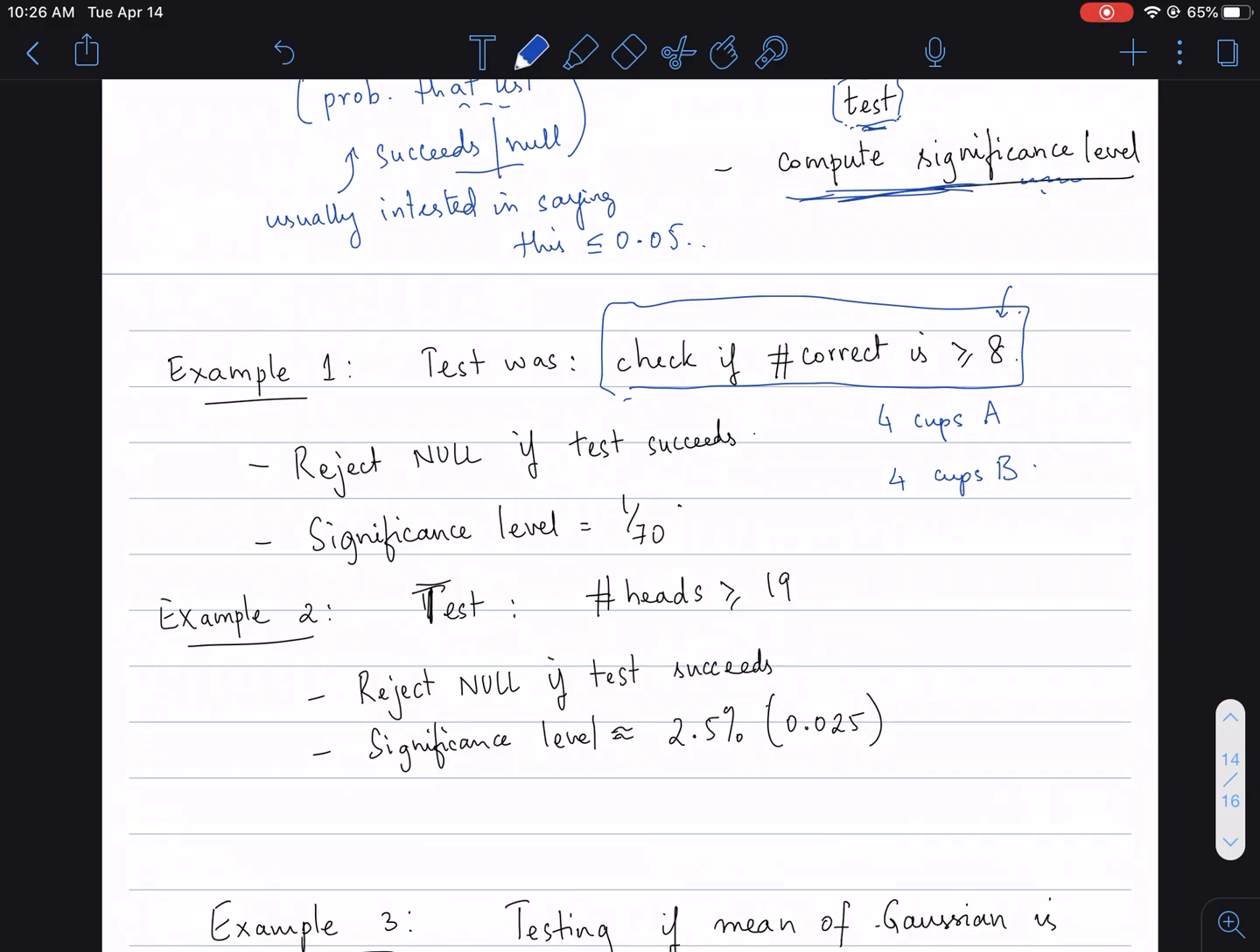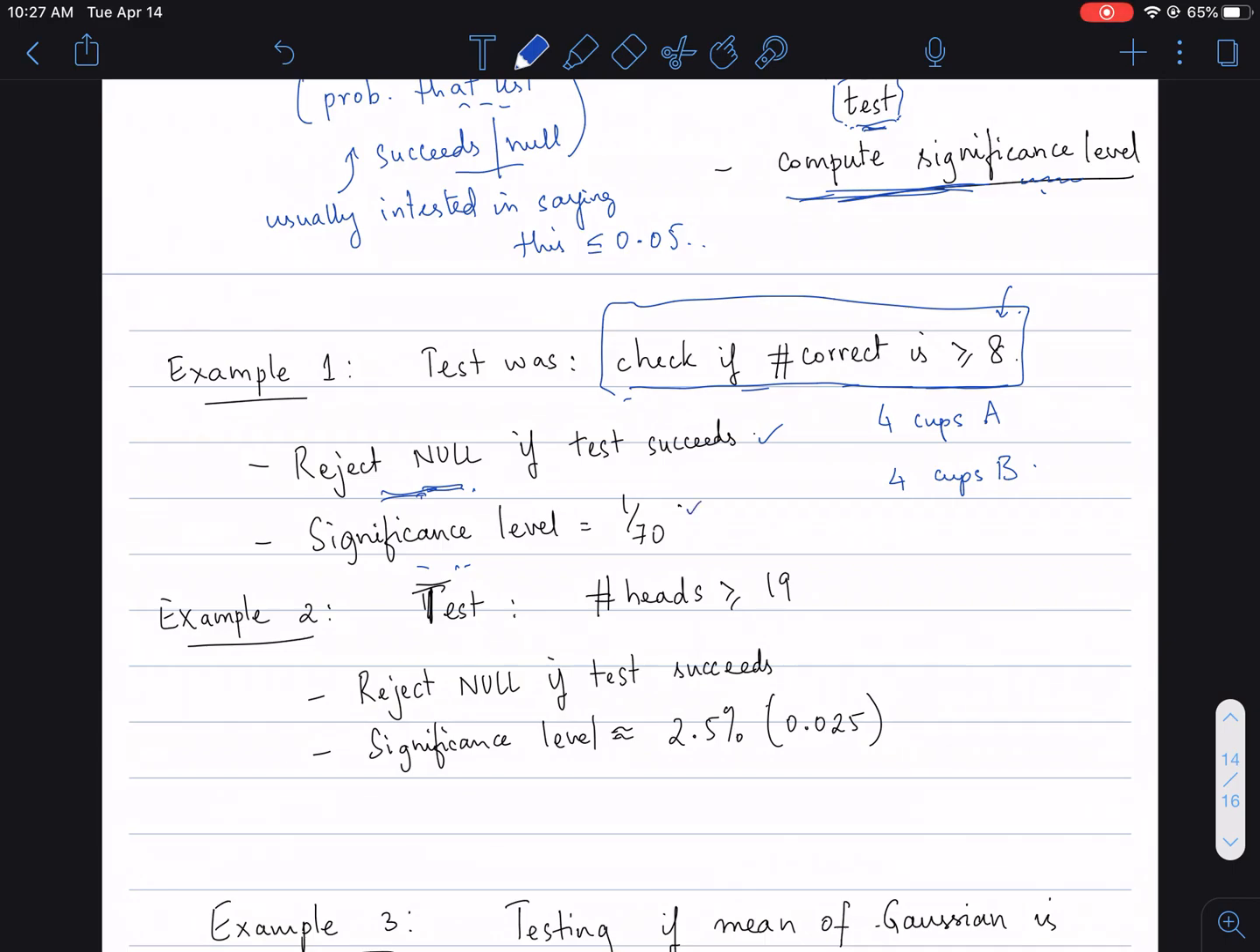And if this test succeeds, if the number of correct is more than or equal to 8, then you reject the null hypothesis. In this context, it meant that you conclude that I am now fairly certain that the lady is not randomly guessing. So that is the meaning of rejecting the null in this case. And the significance level of this test, which is the probability that the null actually got through somehow, was equal to 1 by 70. This means it was less than or equal to 1 by 70. So that is the significance level.